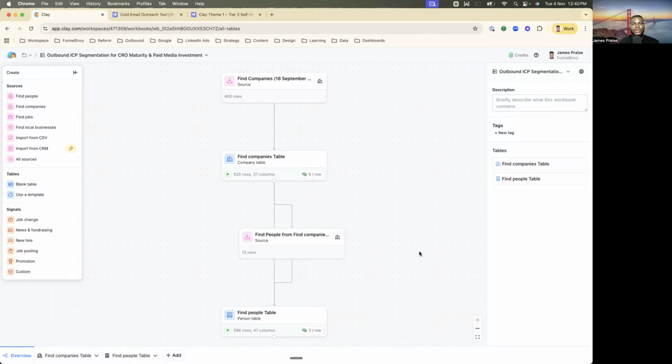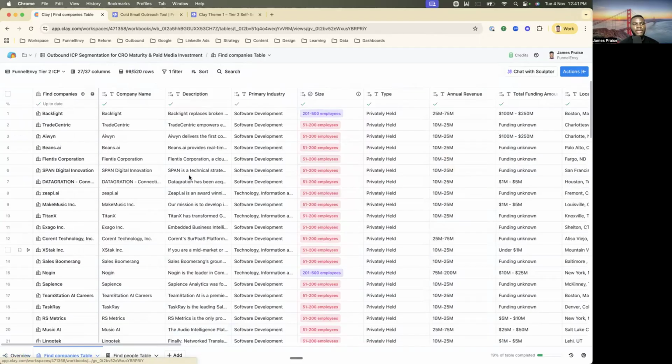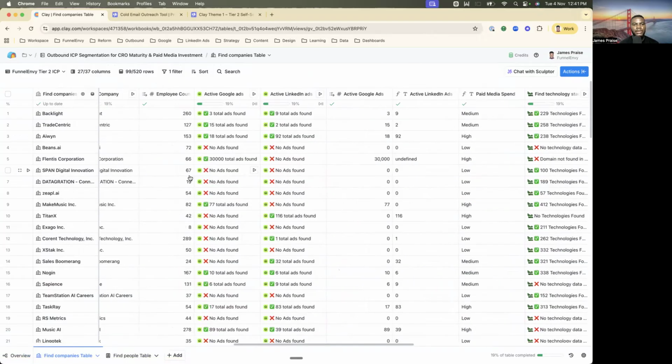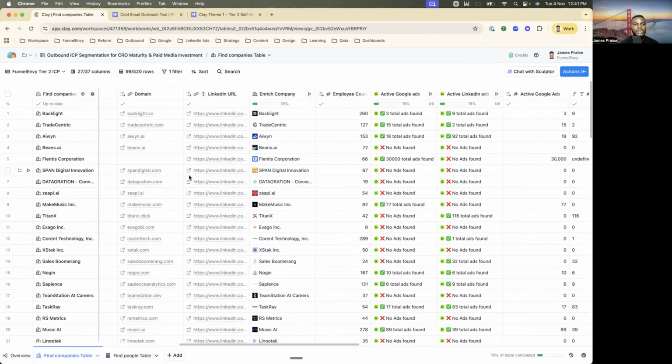I want to show you how I use the Clay methodology, which is find, enrich, transform, and export to build my outbound workflow. And I also use this to get the Clay automated outbound certification. So let's look at what this workflow looks like. I found my companies first, and you see all the information I was able to gather from the companies.